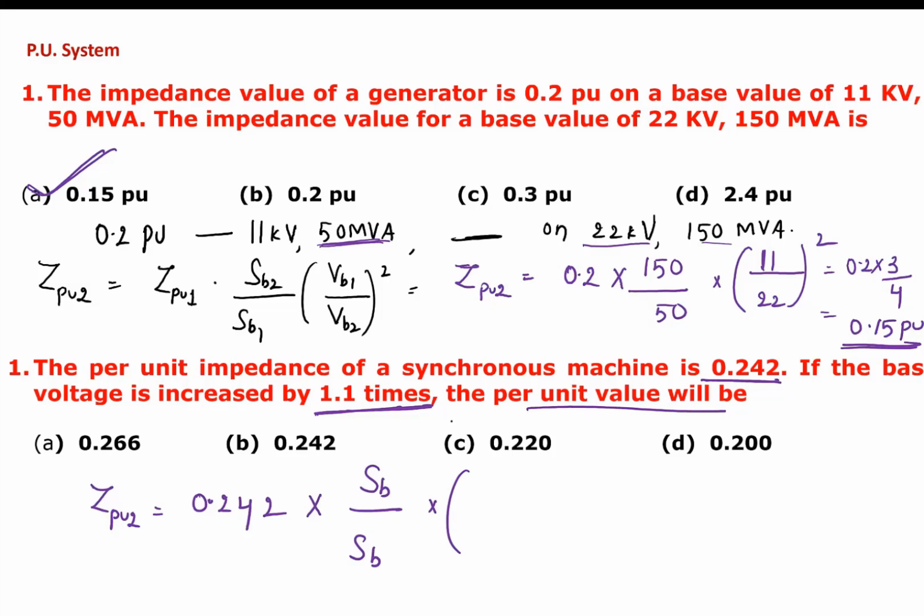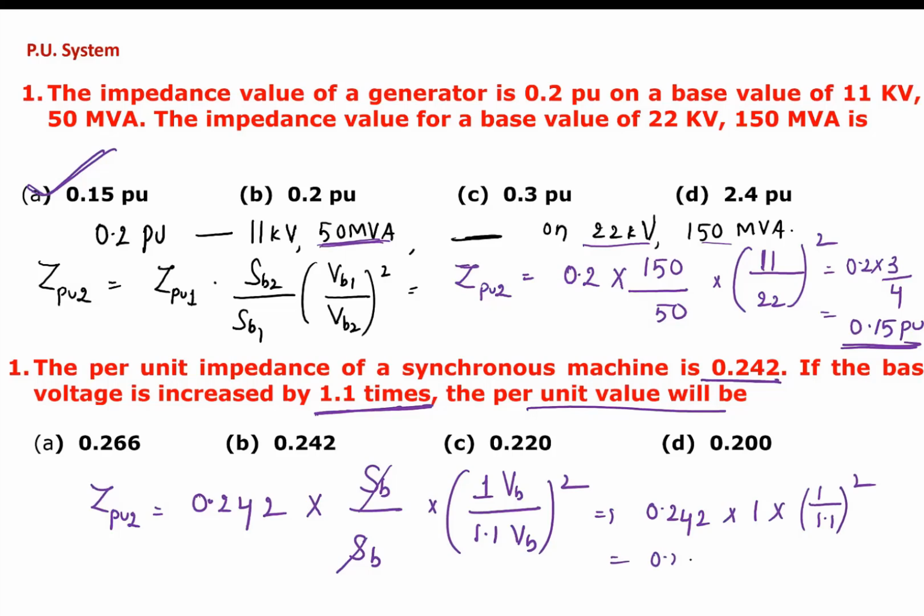But what he is telling, if the old base value is 1 VB, now it is increased, the new base value is 1.1 VB whole square. Then this value will become 0.242 into S base cancel into 1 divided by 1.1 whole square. So this will become 0.242 divided by 1.21, 0.2 per unit. So option D is the right option. Okay. So I hope you have understood.